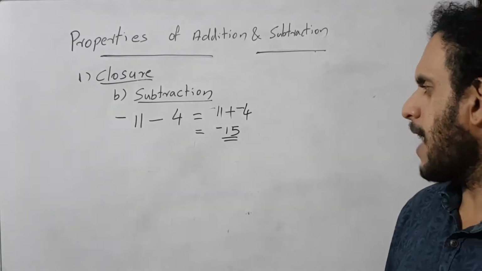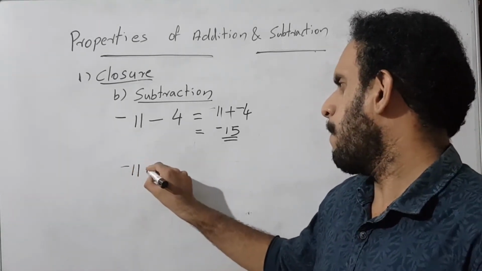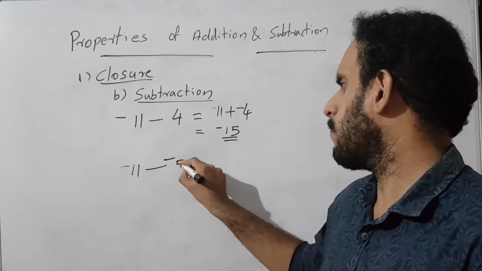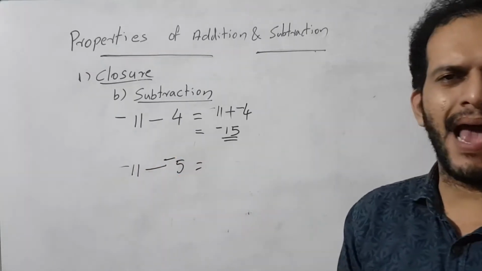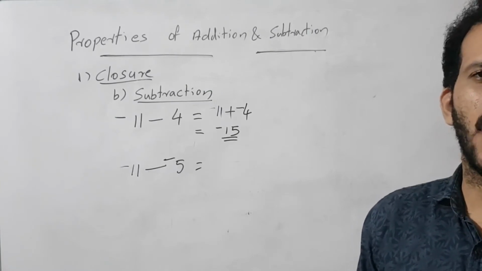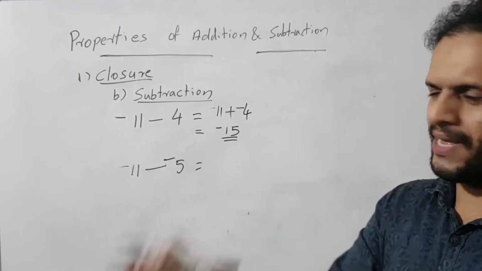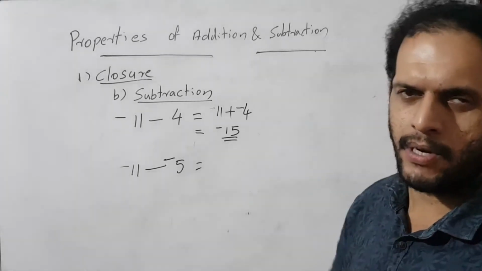Clear? So next one, minus 11 minus 5. We want to subtract minus 5 from minus 11. So what is the rule we follow in the case of subtraction?